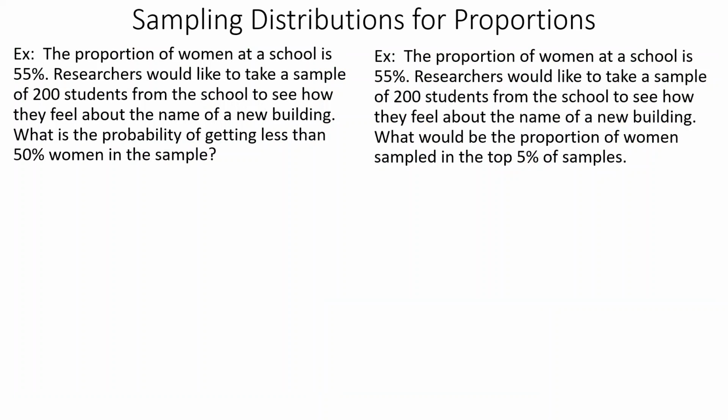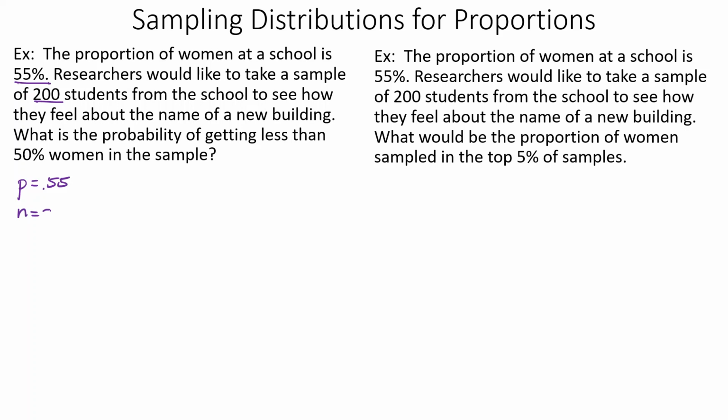All right, so here's an example of what the problems are going to look like. The proportion of women at a school is 55%. So 55% are women. That is a P, the population proportion. Researchers would like to take a sample of 200 students.